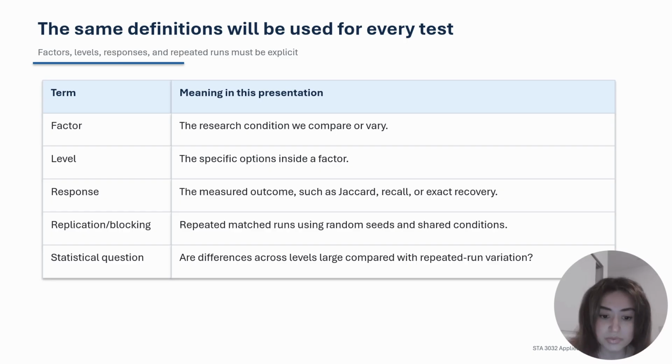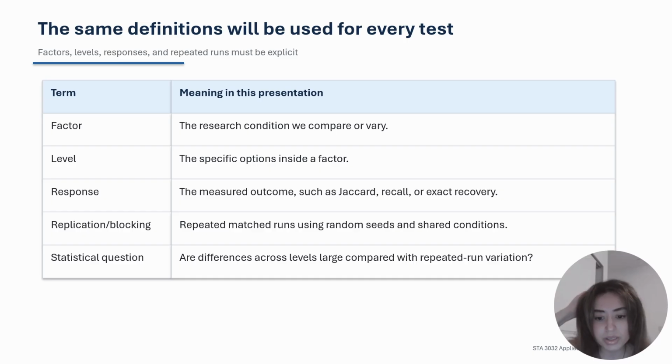We have response, which is the measured outcome, such as the recovery percentage, it could be recall, and the Jaccard similarity, which is an output specific to this research. It's not needed to be understood in depth, but it's one of the metrics that has been used in the study. We do have replication, basically repeated matched runs with the same setting, using random seeds but shared conditions. So all of the conditions are similar in the repeated runs. The only thing that is different is the random seed and the computational conditions in that experiment.